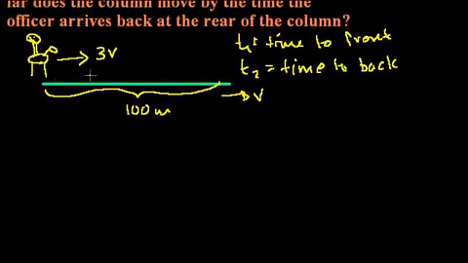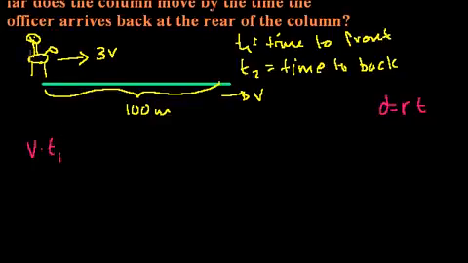So over some period of time, how far is the column going to move over t1? Let me write a little formula here, although I'm sure you know this formula. Distance is equal to rate times time, right? So over time 1, how far does the column move? It's going to move v times t1.